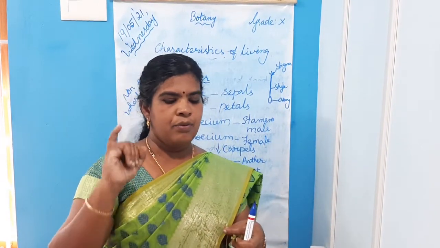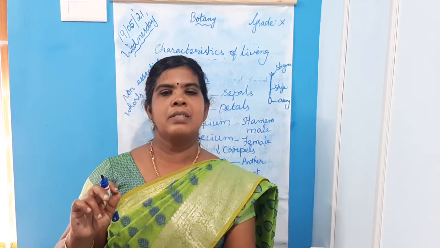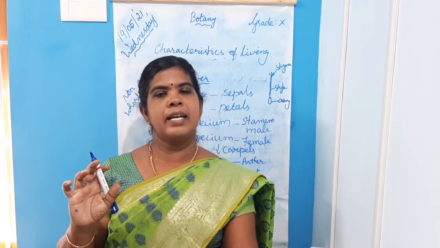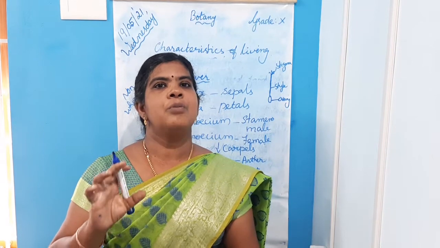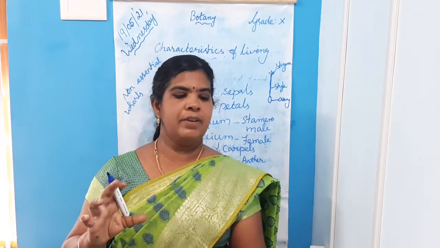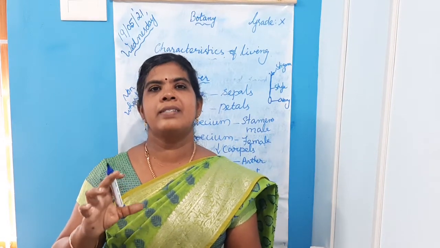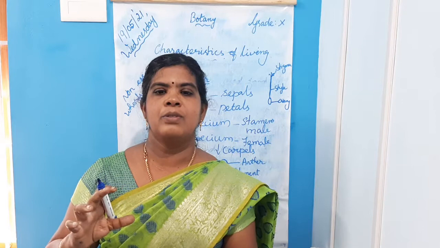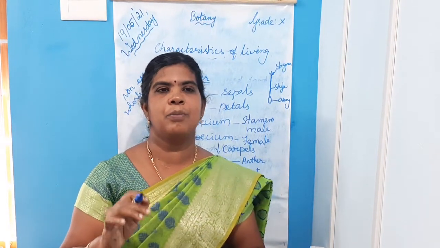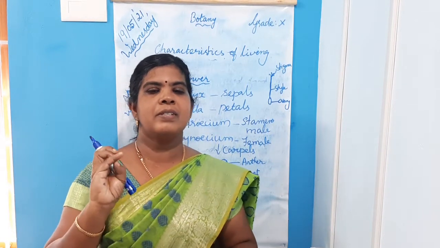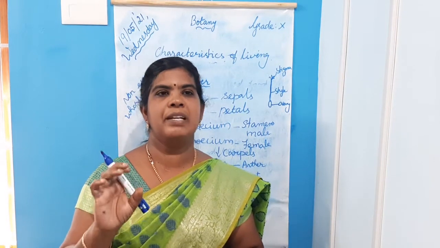Living things need food, water and air, isn't it? Second, living things react to stimuli. Third, living things can move. Fourth, living things get rid of waste. Last one, living things can grow and reproduce. Children, you have to write these living characteristics in your notebook. So the first question you are writing: write down the characteristics of living things.